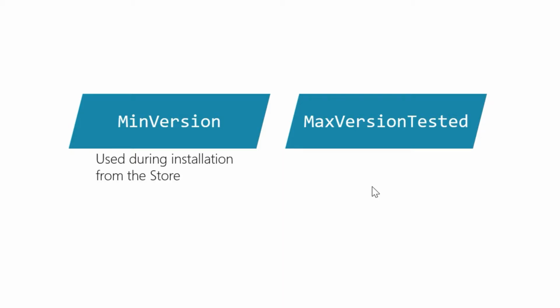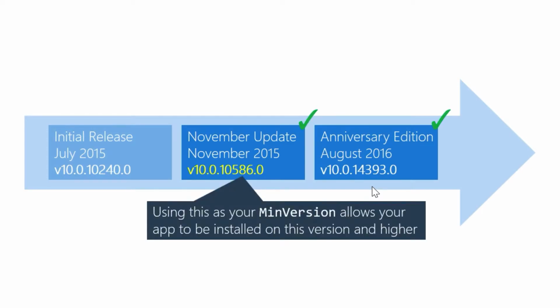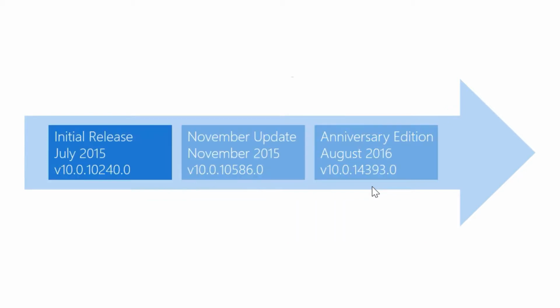Min version is for installation. It defines which versions of Windows your app is allowed to be installed on. Max version tested is for API behavior. That one's tricky. We'll talk about each of these in turn here. Start with min version. Let's say you set 10.5.86 as your app's min version. That means the store will allow your app to be installed on customer devices that are running version 10.5.86 or higher. Max version tested, this is the one that's a little trickier.